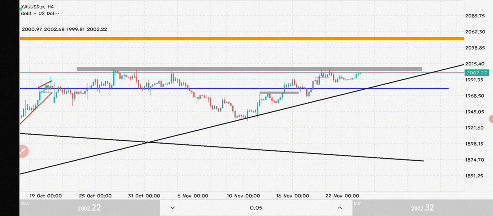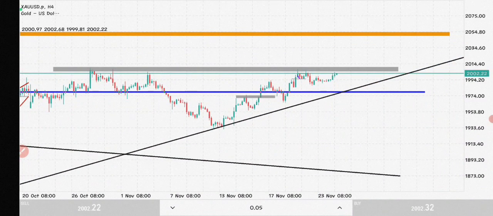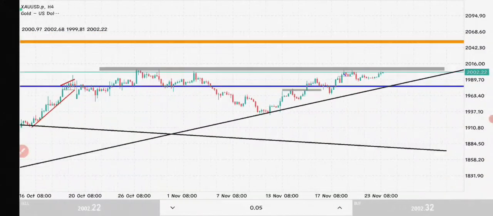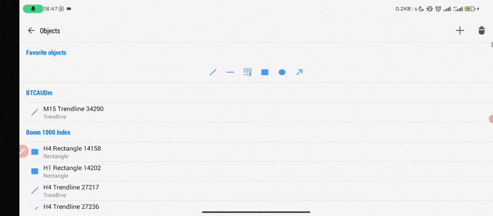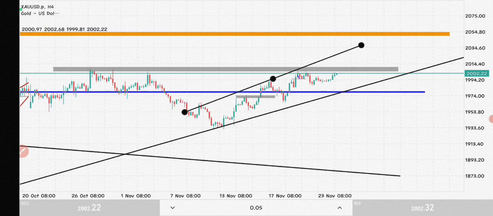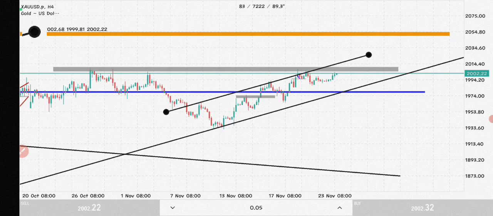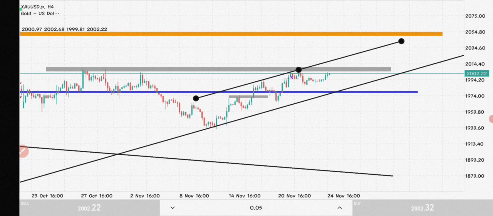So if the market is gonna push back up or continue the uptrend from the trend line I just drew now, we will be having something like this. Please don't mind me. This is what I am seeing.